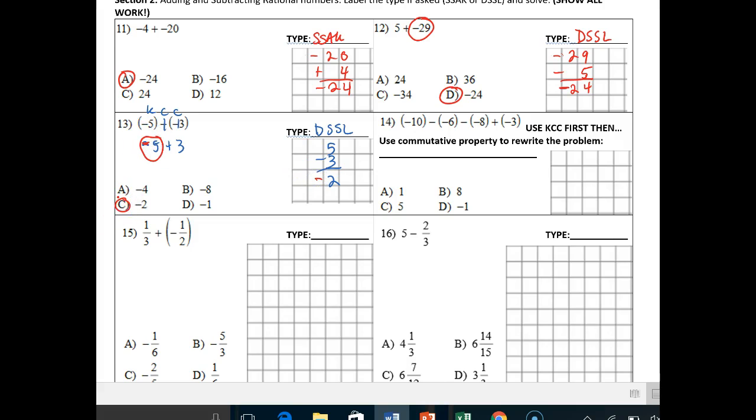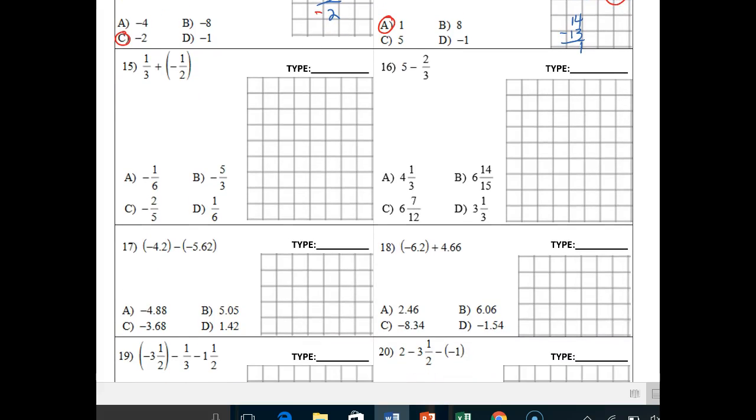C is your answer. Number 14, again, you had to use KCC first, so keep, change, change, and leave that alone. And then use the commutative property to regroup stuff. So I said negative 10 plus negative 3, because those were negatives, plus 6 plus 8. When I did that, I should have gotten negative 13 plus 14. This is a DSSL problem, different sign, so 14 minus 13 gives me 1, and I had more positives, so that's why my answer is positive 1 and not negative 1.